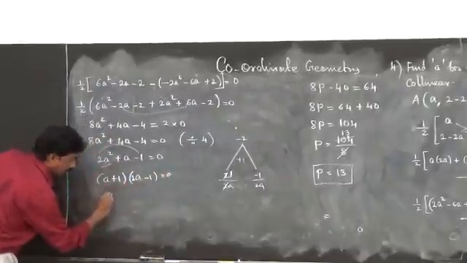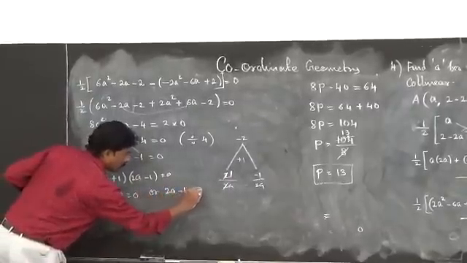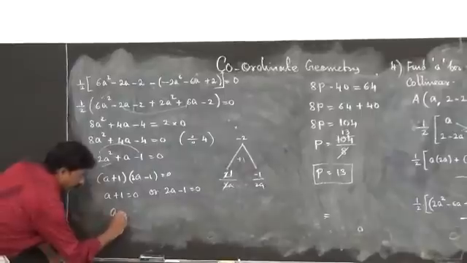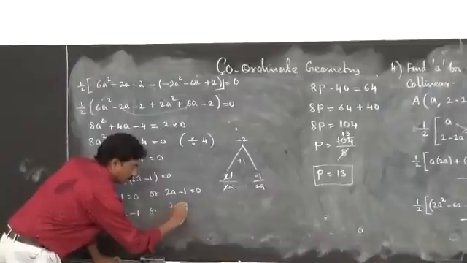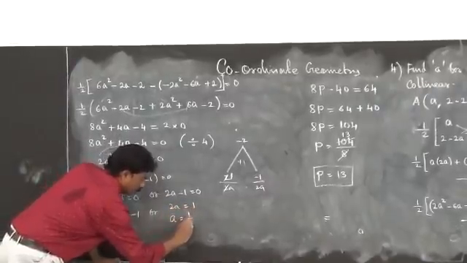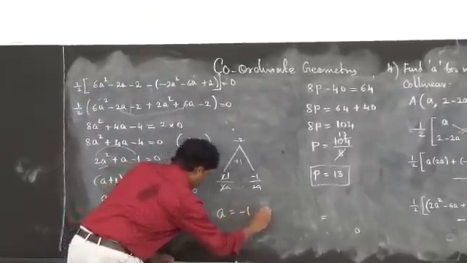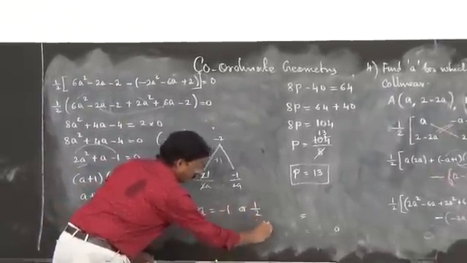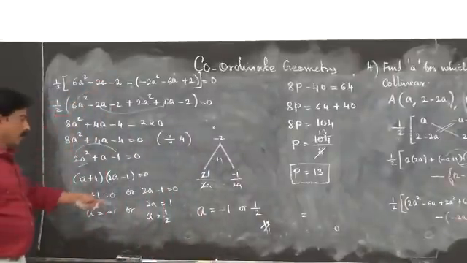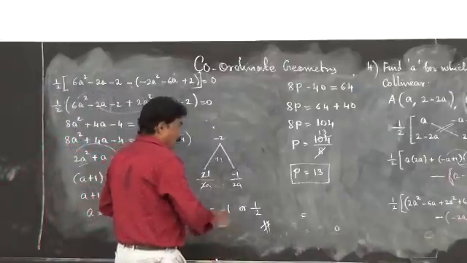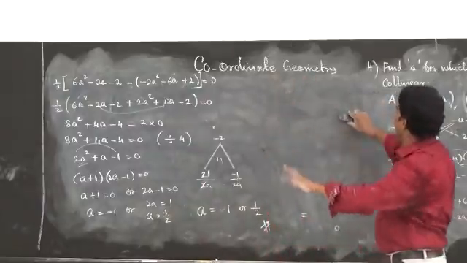Equal to 0. That is, a plus 1 equal to 0 or 2a minus 1 equal to 0. If a plus 1 equals 0, a is minus 1, or 2a minus 1 is 0 means 2a equals 1, a equals 1 by 2. So what are the values for a? Therefore a is minus 1 or 1 by 2. So this is how to find, when the points are collinear, the missing term, the value of a. All these four sums regarding area, we use only the area of the triangle formula.